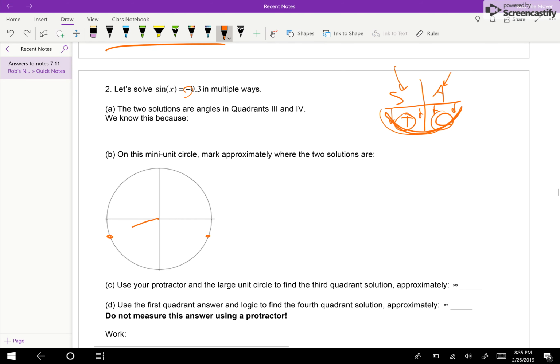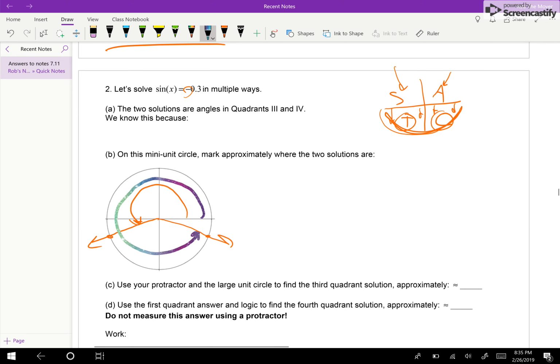Got some angle cutting through here, and we got some angle cutting through here. We're talking about this angle all the way there, and we're talking about this angle all the way over there. Let me use a different color. That orange angle, and then this multicolored angle. We need those two angles. Those are going to be our answers.